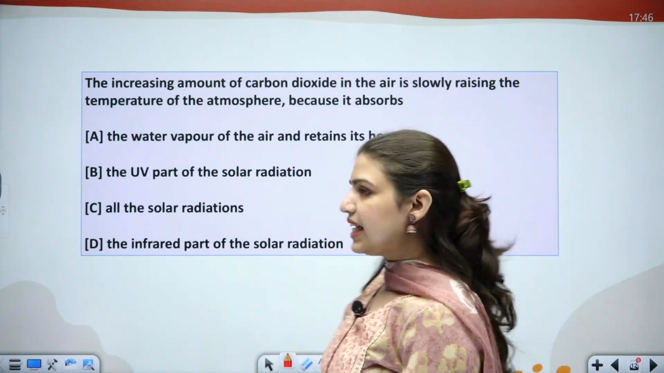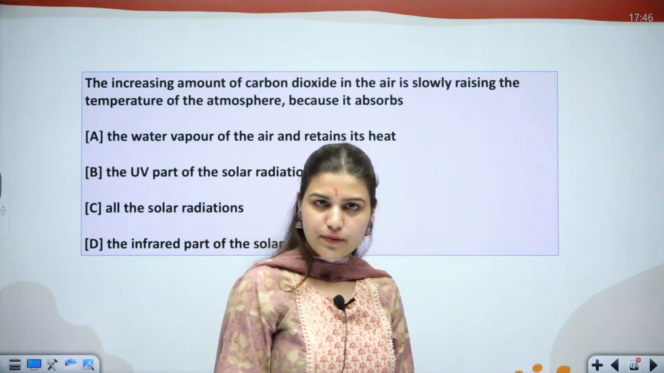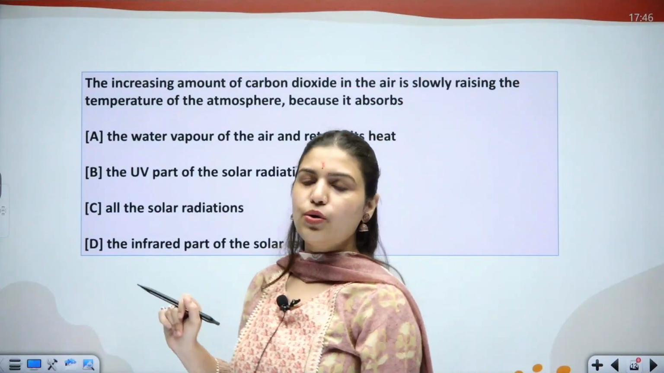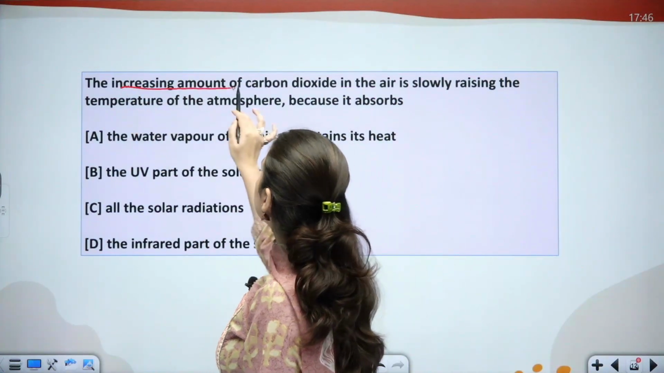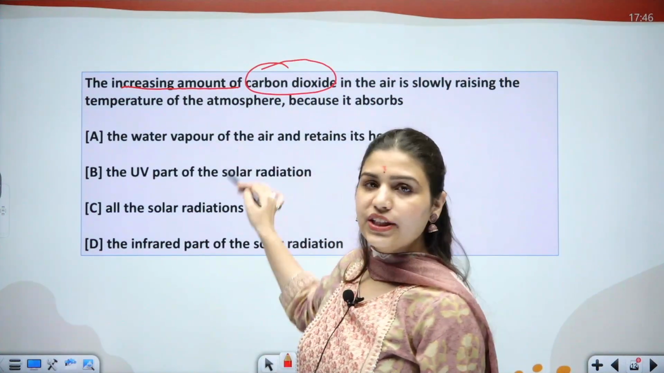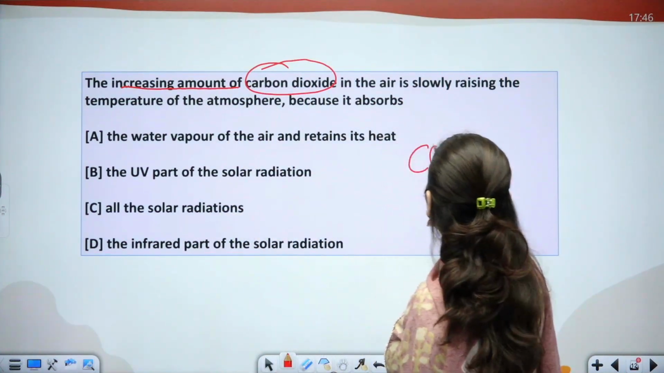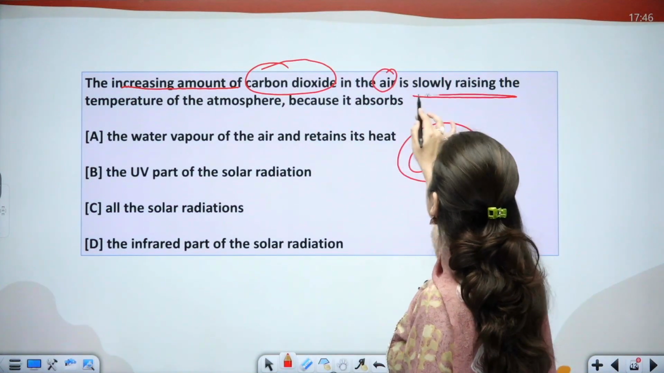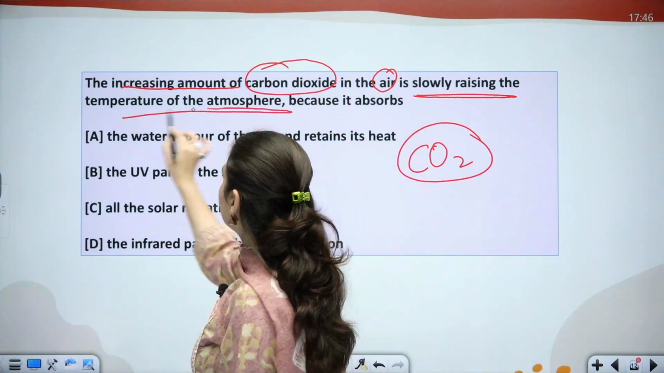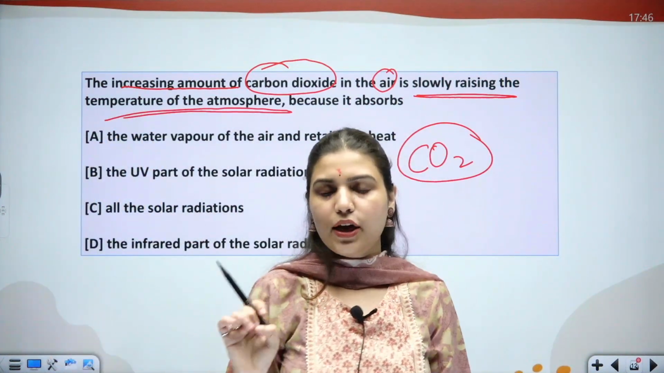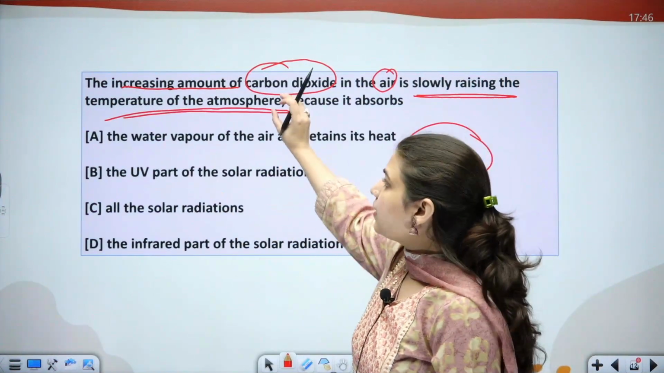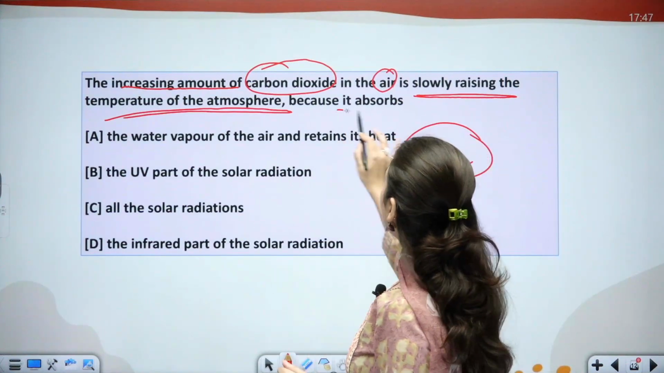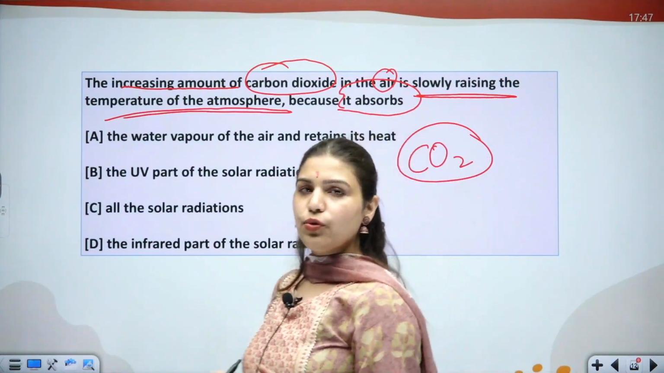Now, as I said, there are multiple questions which have been asked from this topic. This question was asked in your prelims examination. Let's see the question and try to solve it. The increasing amount of carbon dioxide in air is slowly raising the temperature of the atmosphere. We have seen in the carbon dioxide emission that the increasing amount is leading to the increase in temperature because it absorbs. So they have asked the reason why.